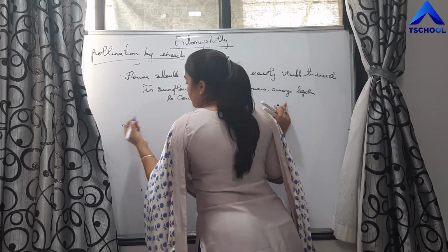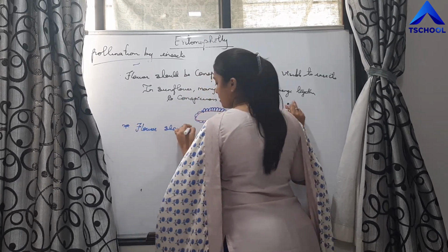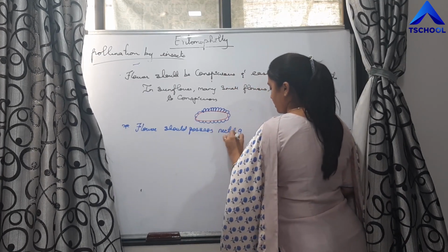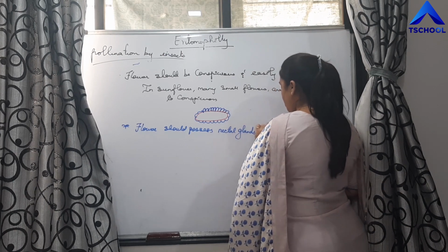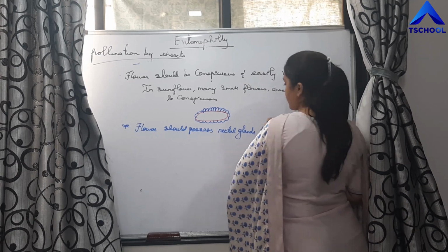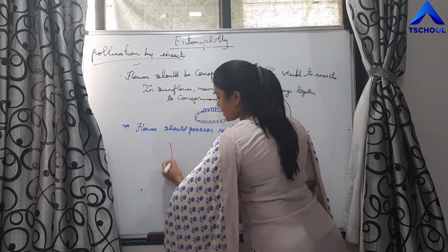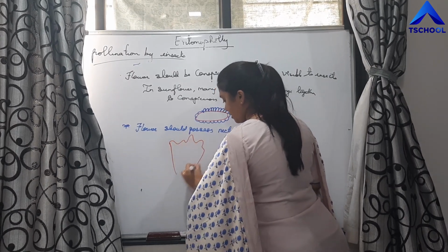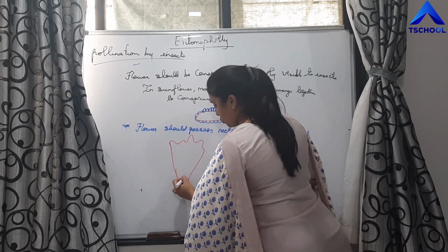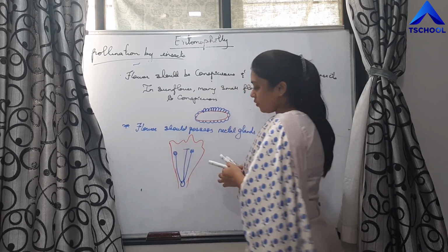The flower should possess nectar glands to attract insects. To attract the insects, nectar glands should be present in the flower. Say this is the flower. Then this is the ovary, style, stigma. These are the anthers of the flower.